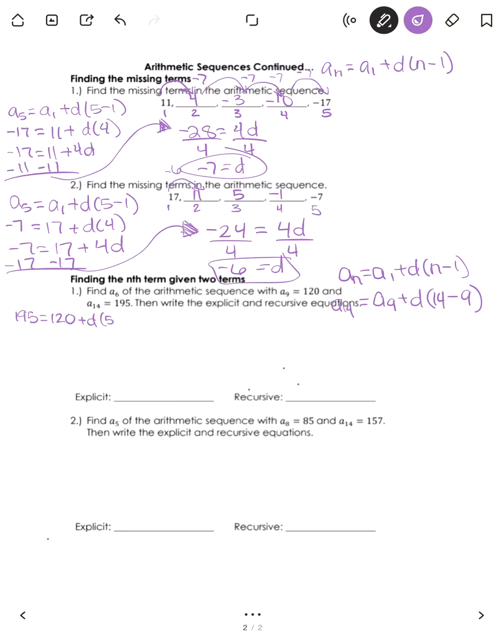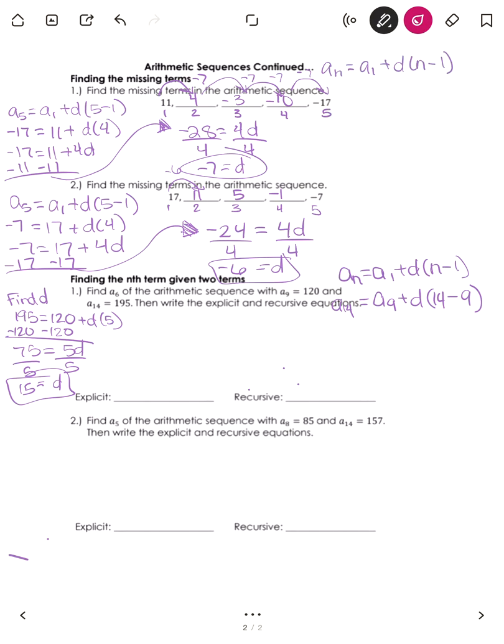5. You guessed it. So the first step we're going to do is find d. Notice that's the variable we have left. To do so, I'm going to subtract 120 from both sides. That gives me 75 equals 5d. I divide both sides by 5. D equals 15.